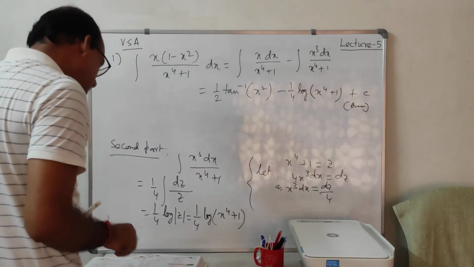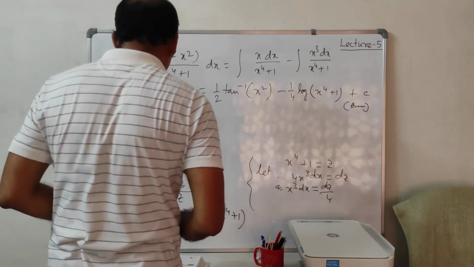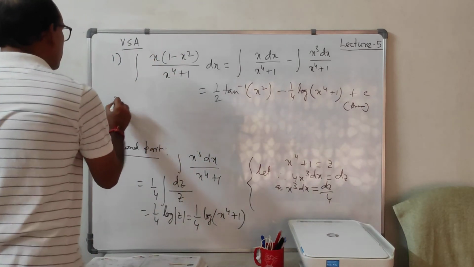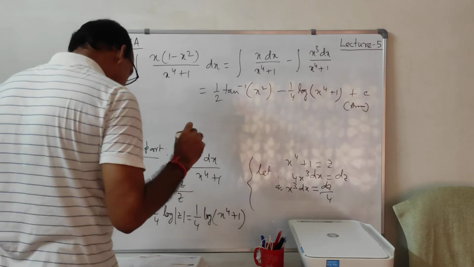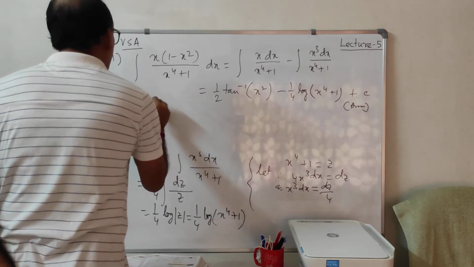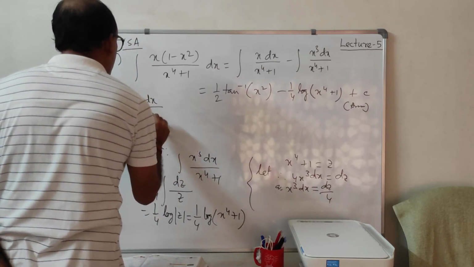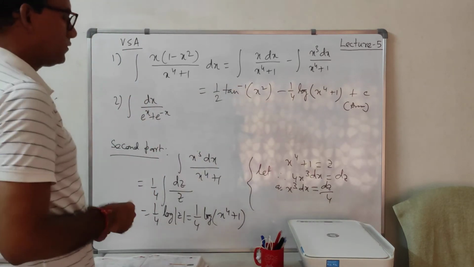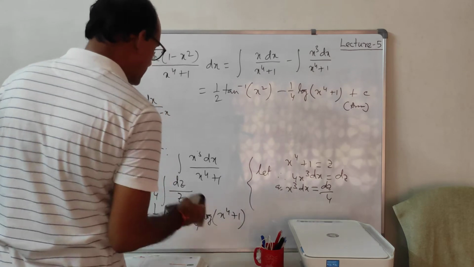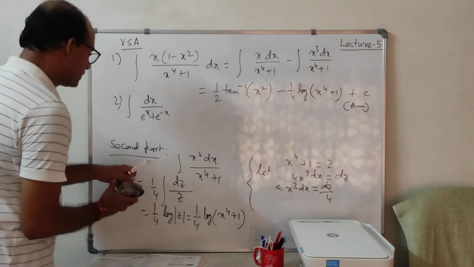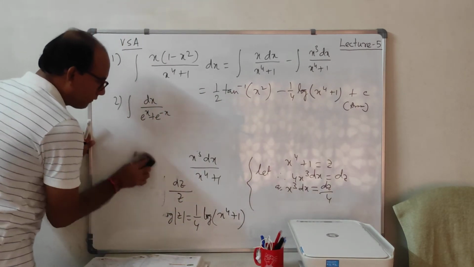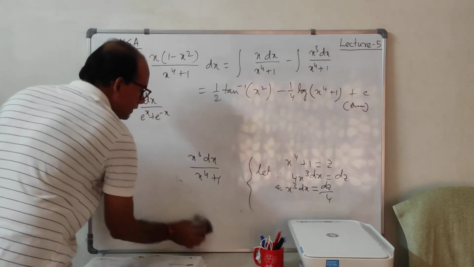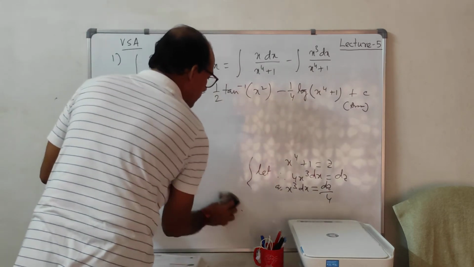Next we take this problem, integration dx by e to the power x plus e to the power minus x. Integration dx by e to the power x plus e to the power minus x. I am just remembering this part. Hope you all have noted it well in your copy. So I am removing this part.